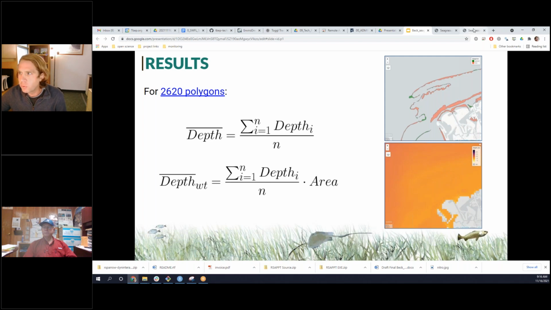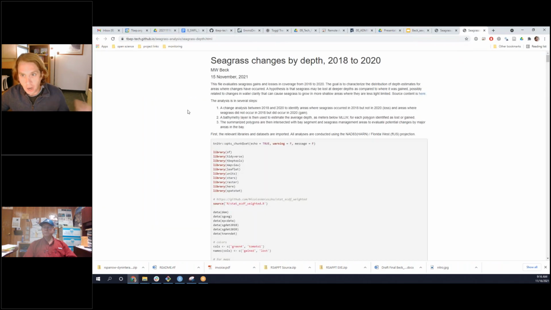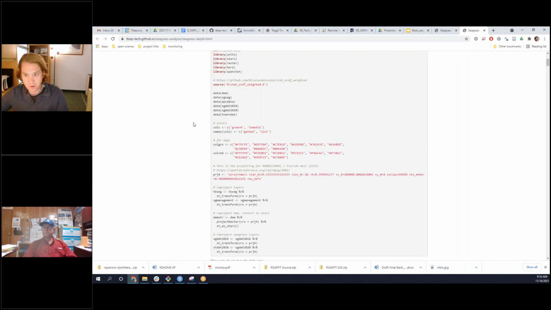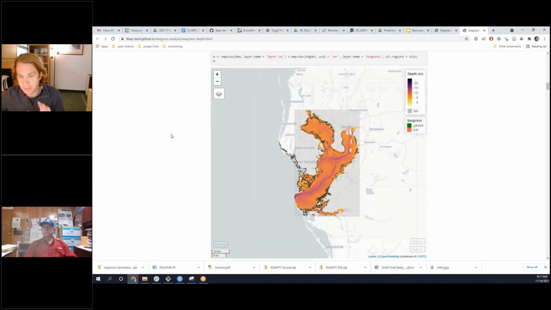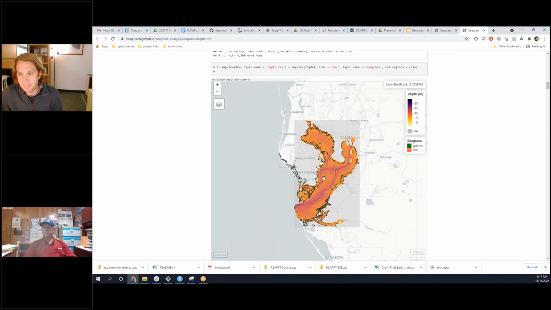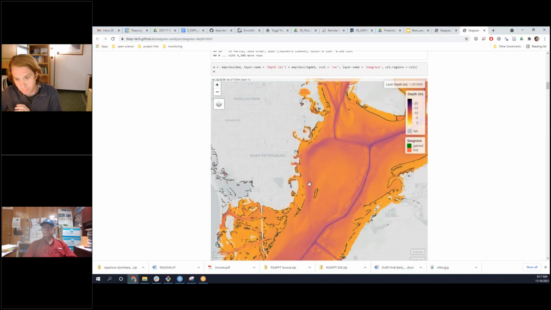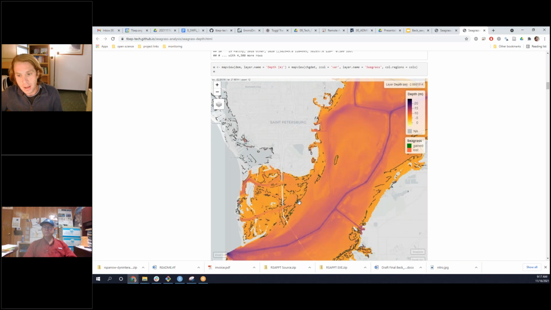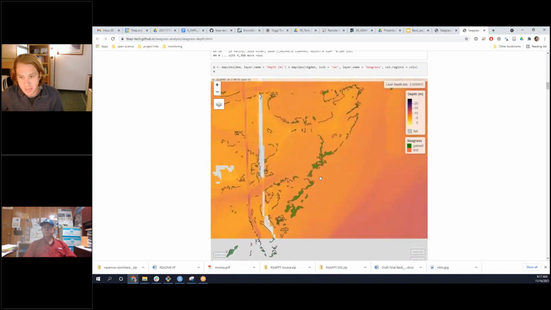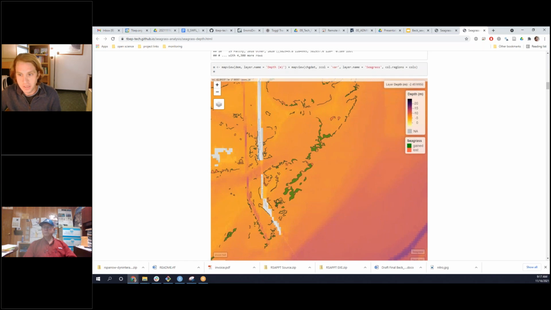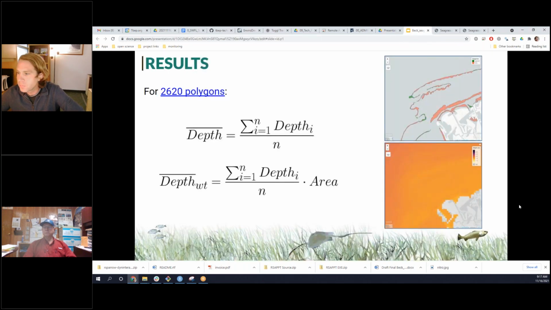Before I go on, I also wanted to point out that all of these analyses are online. There's a link at the end. I have this very long file here that really breaks it down. But just to show you, this is a map of all of the polygons from the 2020 to 2018 comparison overlaid on the topobathy layer here, so you can get a sense of where the gains and losses are happening and what the depth is at which we were seeing those changes. So if you want to do a deeper dive, you can totally look at this map here and get some sense of what's going on with the data.